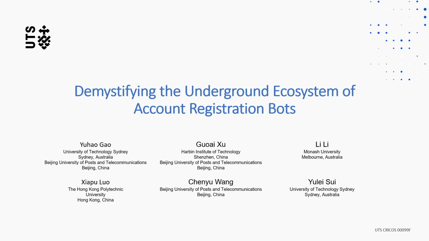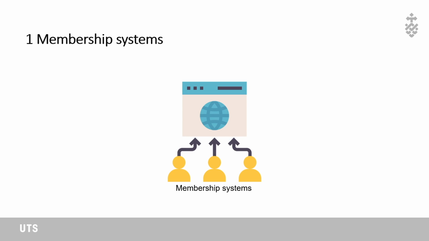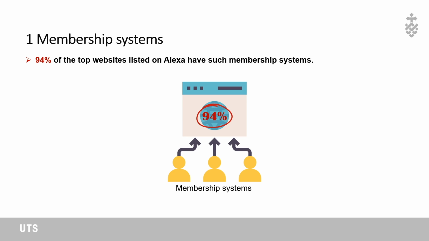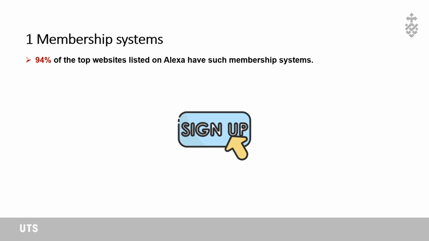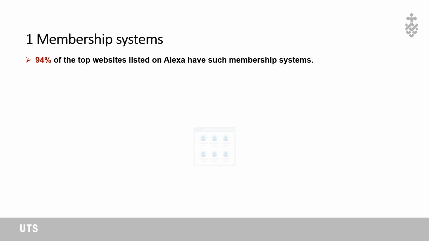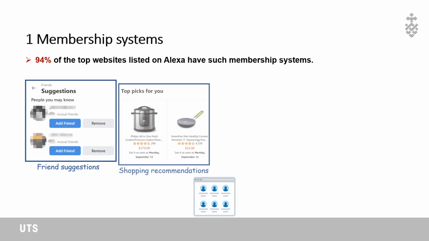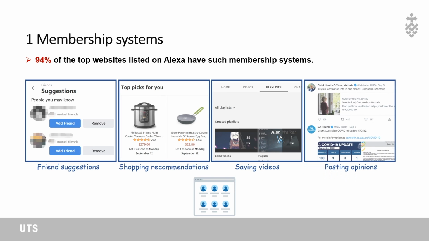Welcome to my presentation. Today I'm going to introduce our work which tried to demystify the on-the-ground ecosystem of account registration bots. I believe every one of you has used the membership systems provided by different websites. In our research, we found that 94% of top websites have such membership systems. With these membership systems, websites provide customized experiences such as friend suggestions, shopping recommendations, saving videos, and posting your opinions.